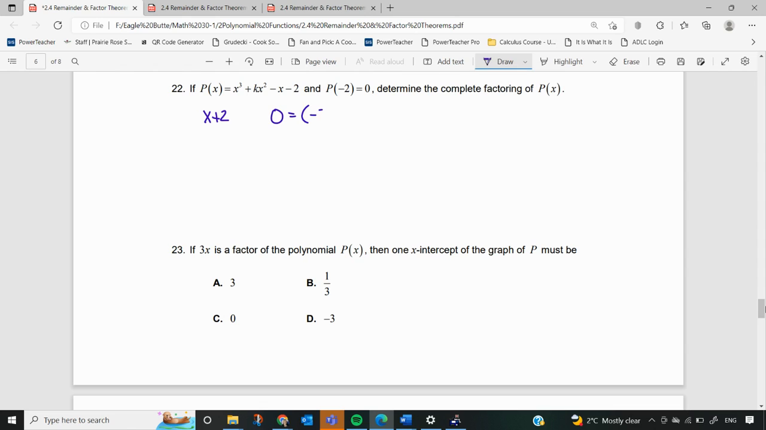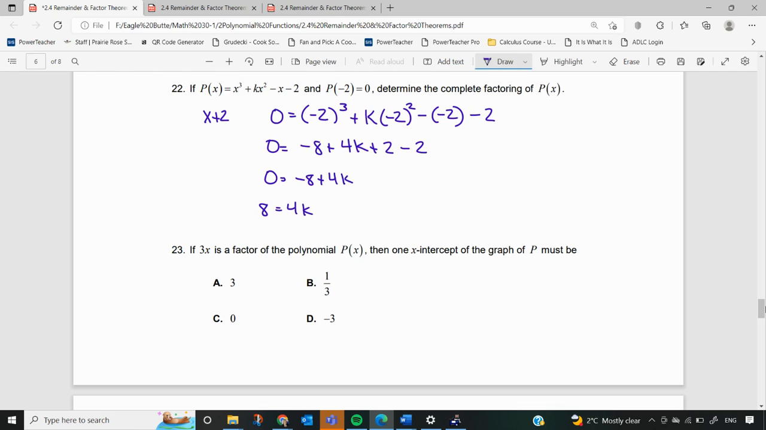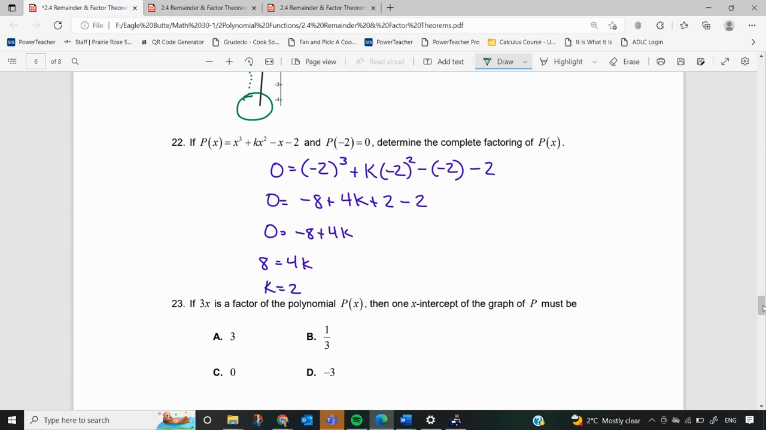So we're going to have negative 2 cubed plus k times negative 2 squared minus negative 2. Don't forget that double negative, minus 2. So we're going to have negative 8 plus 4k plus 2 minus 2. So we're left with negative 8 plus 4k. So that means 8 equals 4k. Divide by 4, and k equals 2. Now that's just helping us finish off the polynomial. So that's going to give us x cubed plus 2x squared minus x minus 2.